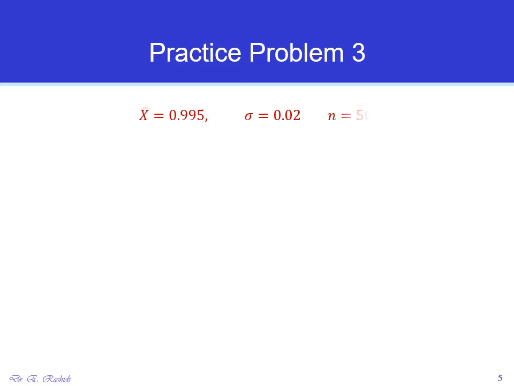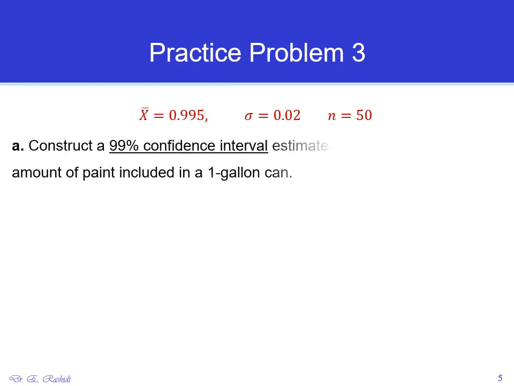So let's see what we have here. The average of this sample mean is 0.995. The standard deviation of population is 0.02 gallon, and the size of the sample is 50. So we want to build a 99% confidence interval for mu.